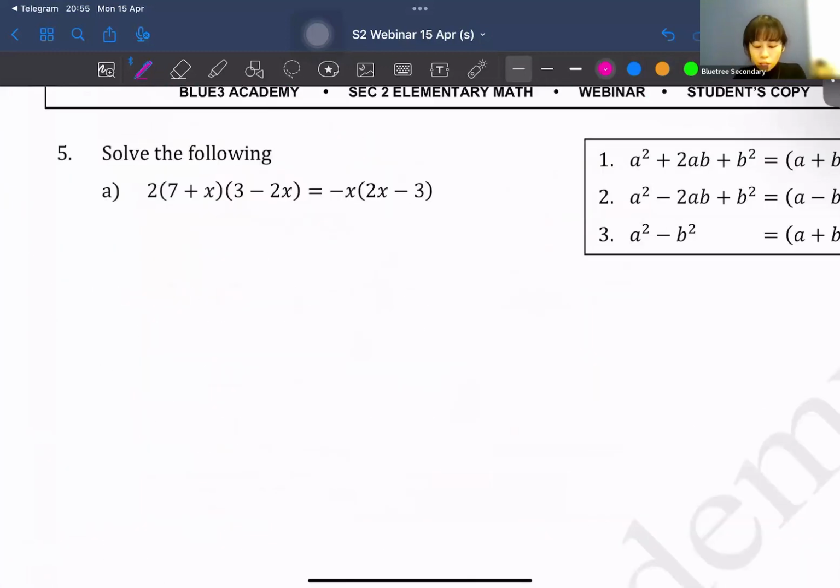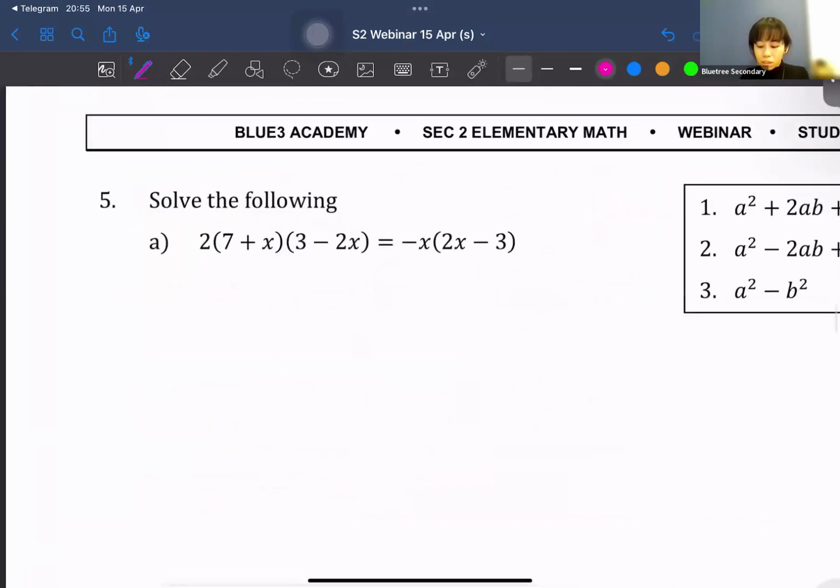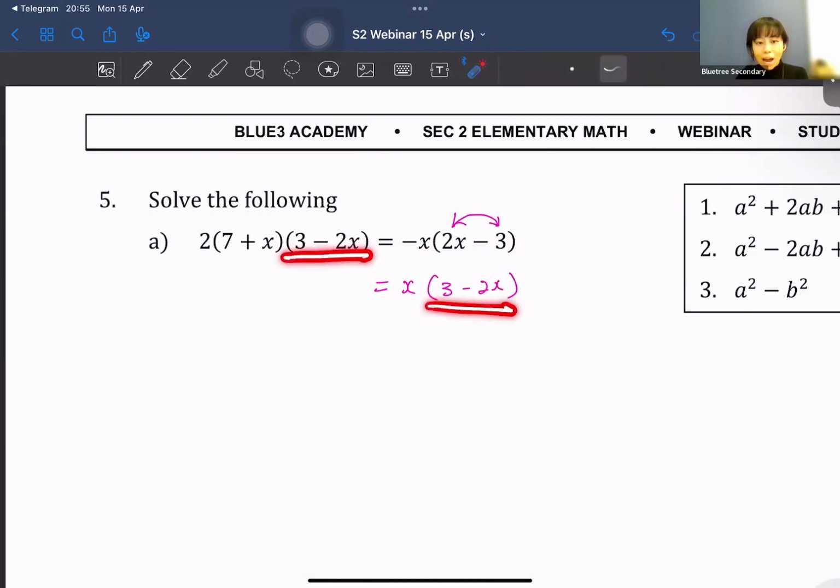We need to solve the equation. When they say solve, essentially all they mean is you need to find the value of the unknown. In this case, the unknown is x. What some students will tell me is, sure, I can factorize out a negative from the right-hand side and swap the position of my 2x and my 3. Then I get this factor on the left and on the right. I divide both sides by 3 minus 2x. You shouldn't do that because you'll be missing out on one of the answers.